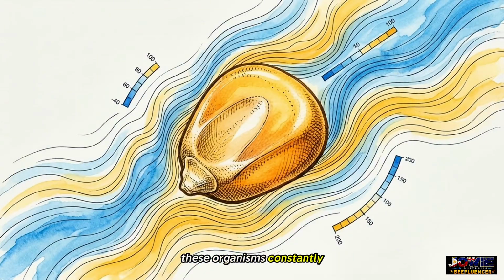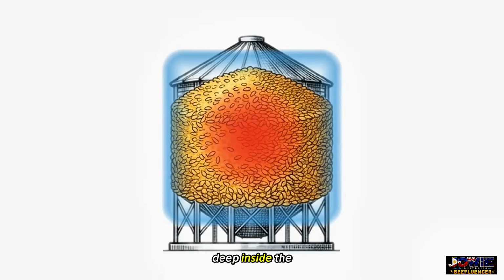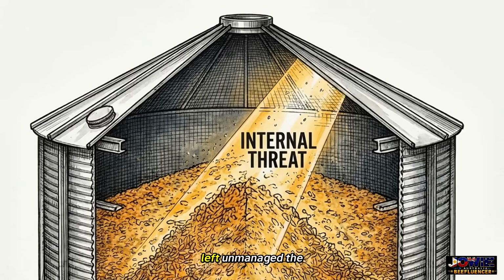These organisms constantly shed residual heat. Almost immediately after the grain is placed in storage, dangerous temperature differences develop deep inside the center of the mass. Left unmanaged, the interior of a silo becomes a volatile microclimate, capable of destroying its contents.